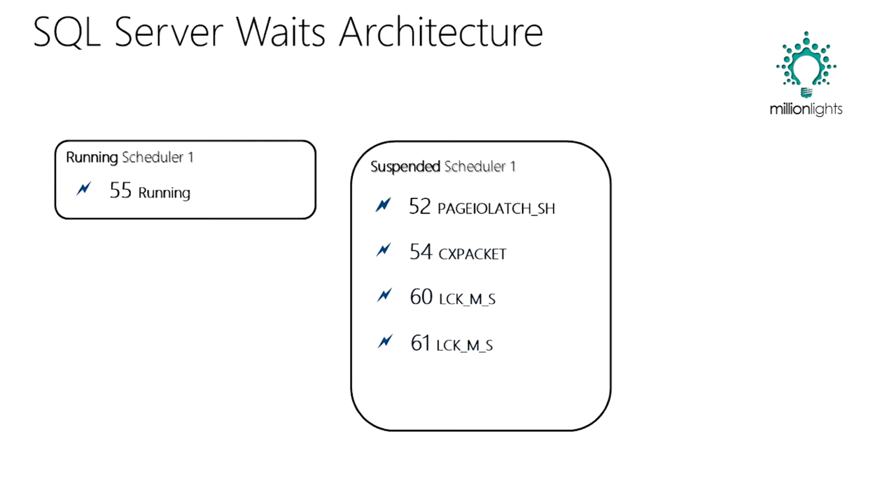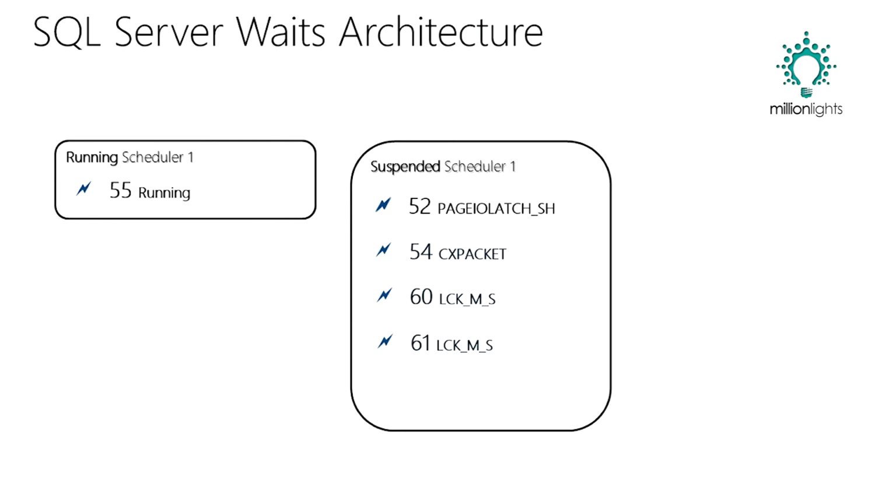Scheduler 1 is assigned to a processor. And we can only have one thing running on a processor at once. Therefore, we can only have one thread on scheduler 1 in a status of running, and that's the thread that is executing on the processor. Make sense? Yeah, absolutely.